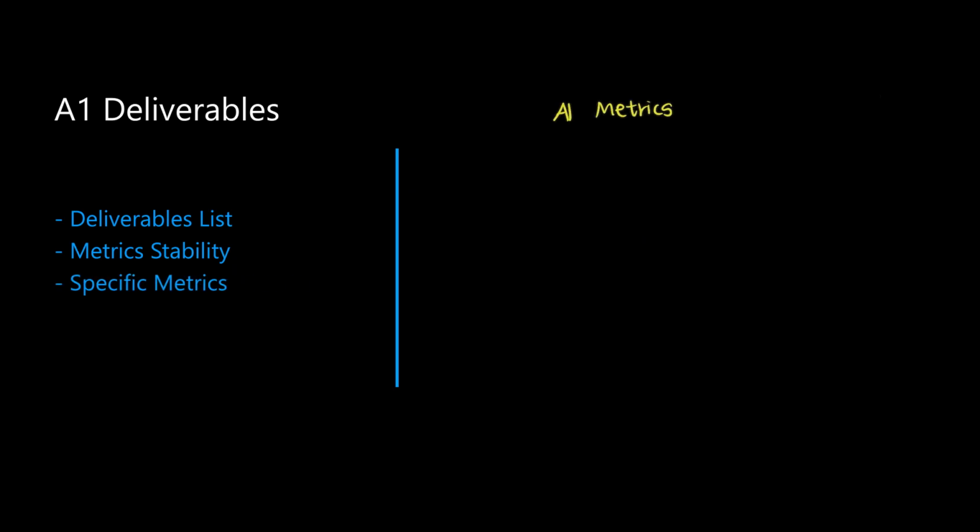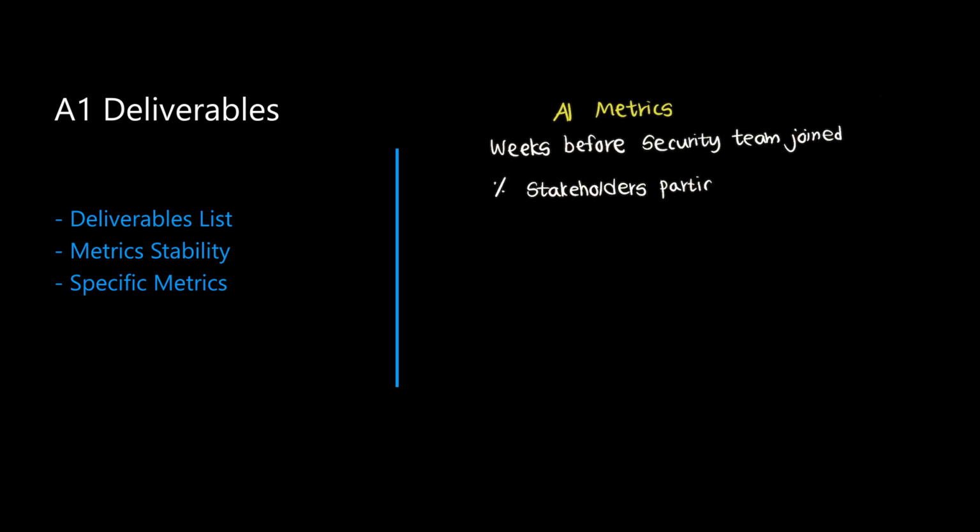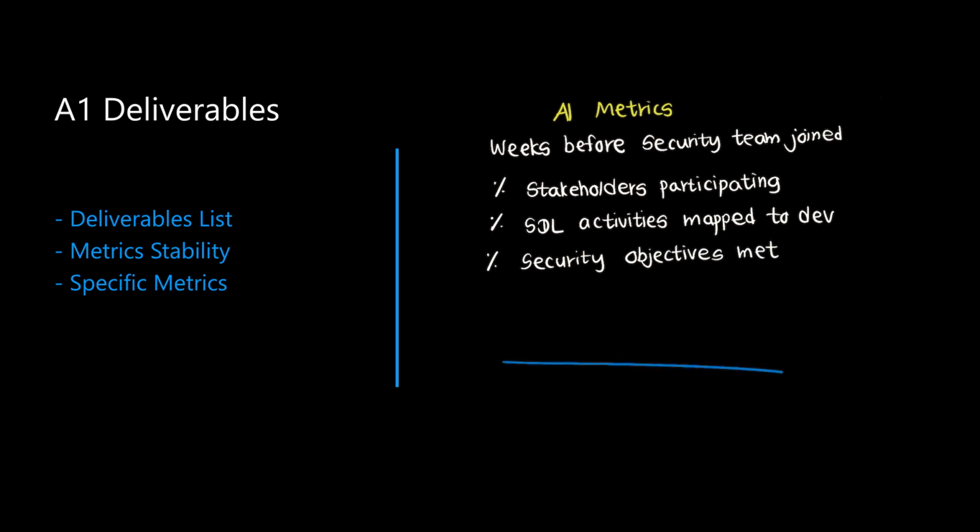Specific metrics for Phase A1 include how many weeks passed before the security team was brought in, the percentage of stakeholders participating in SDL activities, the percentage of SDL activities mapped to development activities, and the percentage of security objectives that were met.